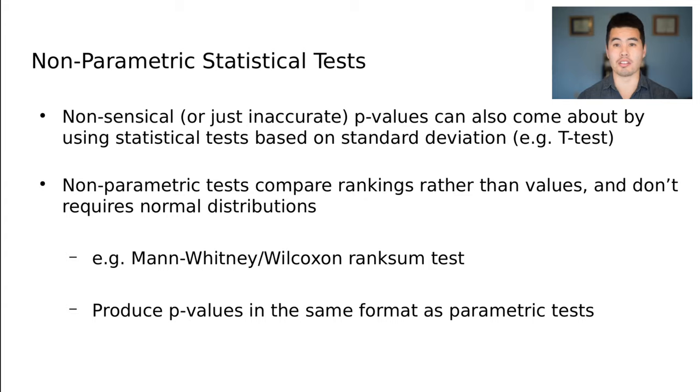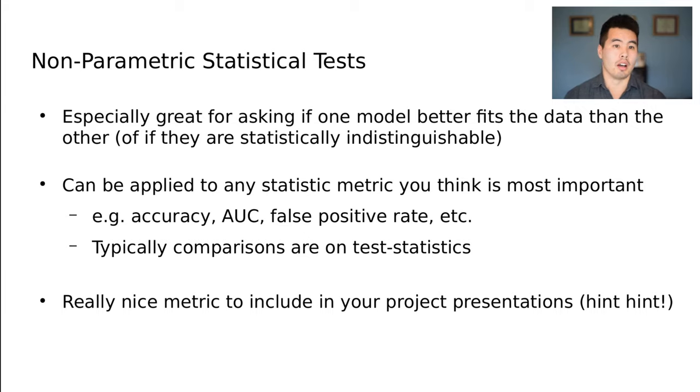And just like a z-score test or a student's t-test, it will spit out a p-value that you can interpret as your likelihood of rejecting the null distribution. I really like these non-parametric tests because you're asking if one model fits the data better than another or if they're statistically indistinguishable. So this is fantastic for, let's say, comparing an SVM versus a random forest versus a linear regression on your project. If you feed in the output, let's say, accuracy from those models, then this rank sum test will tell you how likely it is that one of those is better than another, which is exactly the sort of thing you'd want to be reporting for your projects.